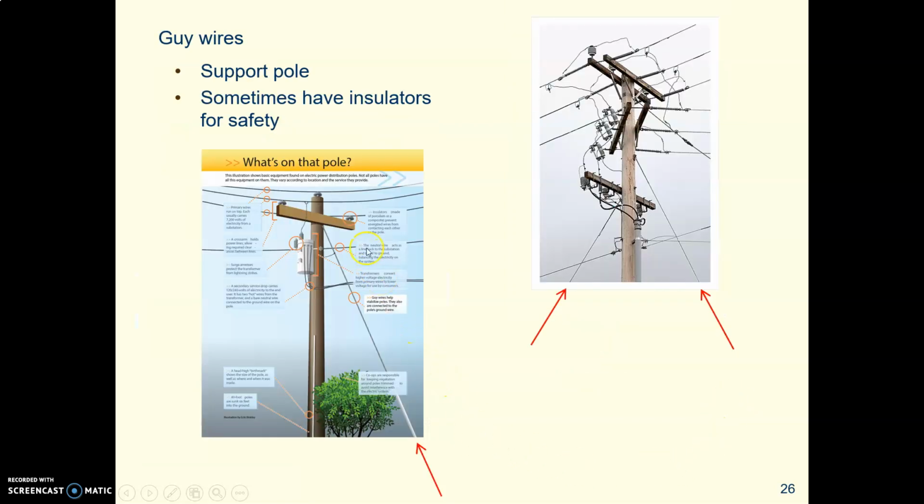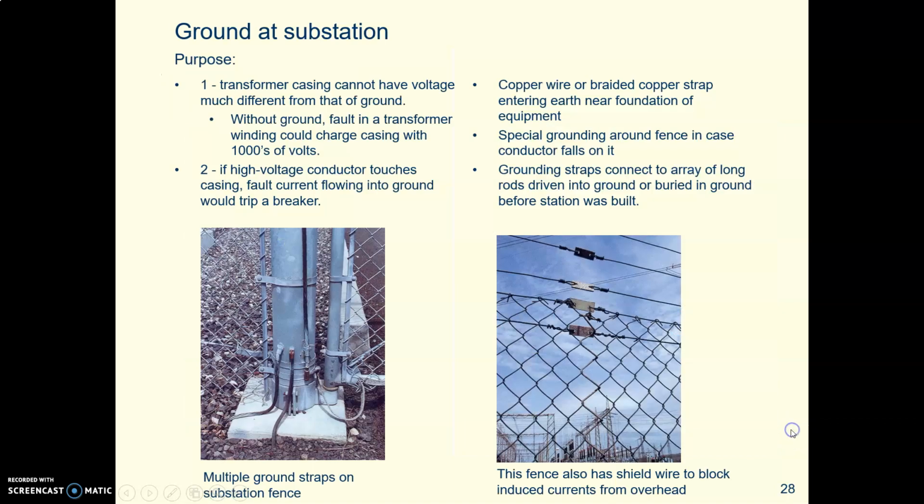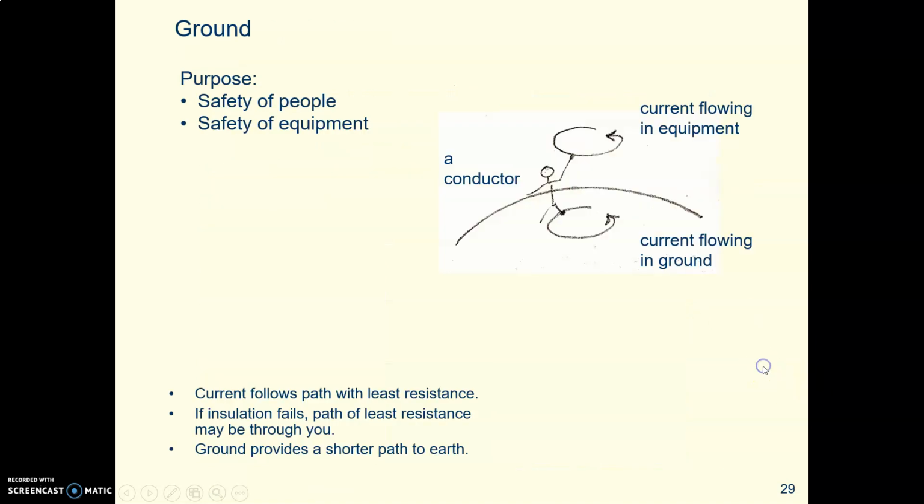Then you see these diagonal wires called guy wires that stabilize the pole. And every pole has to have a ground wire. It's copper. It runs along the length of the pole. Every substation has grounds too. Here's a fence post at a substation with a ground wire. And then there are also some shielding devices in their metal fences.